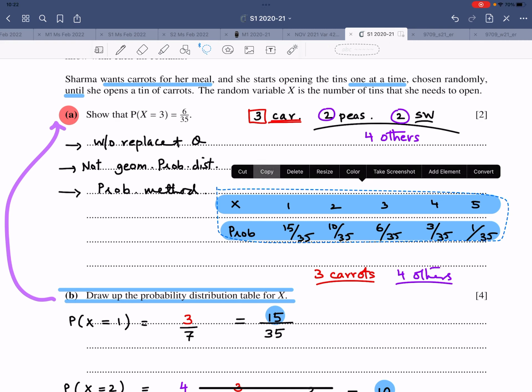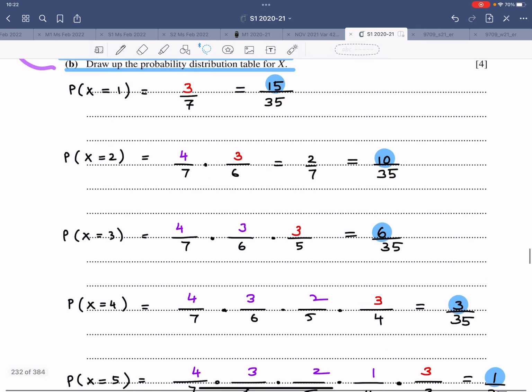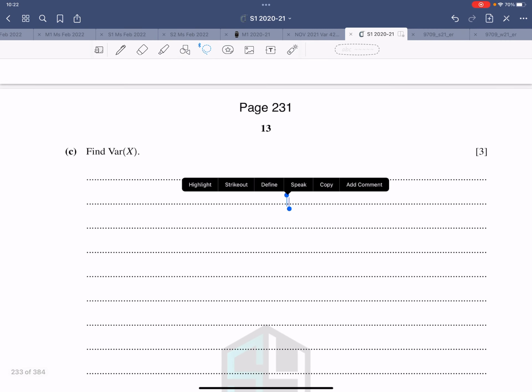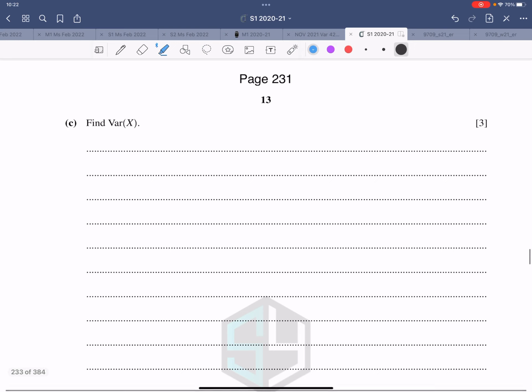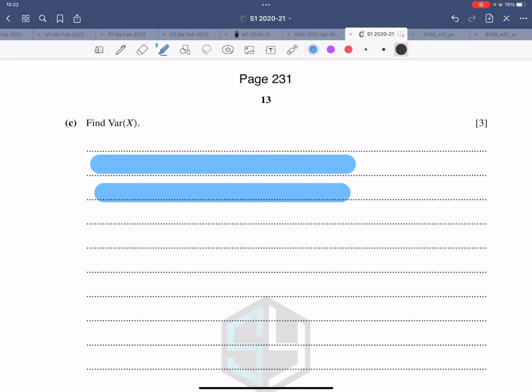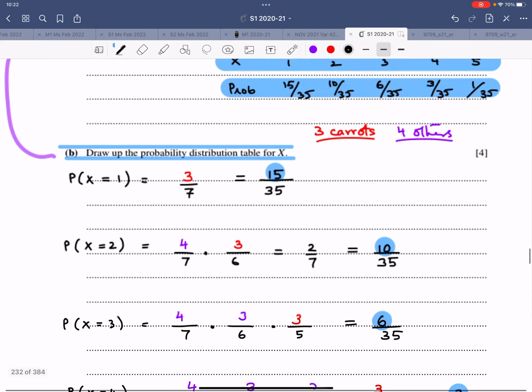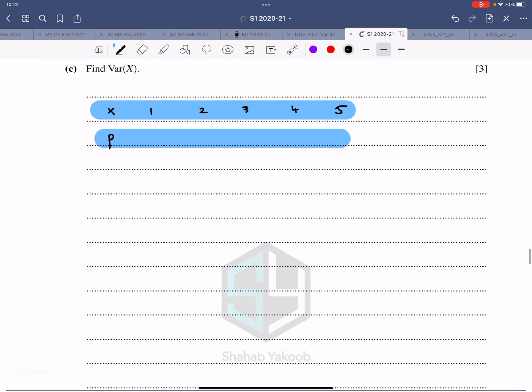If I can copy it and let me take it to the other page, because I need to paste it. Why doesn't it paste? So now this is like this. This is X, corresponding probability 1, 2, 3, 4, 5. And this is 15, 10, 6, 3 and 1, divided by 35 and so on.